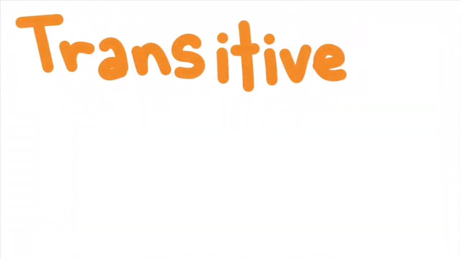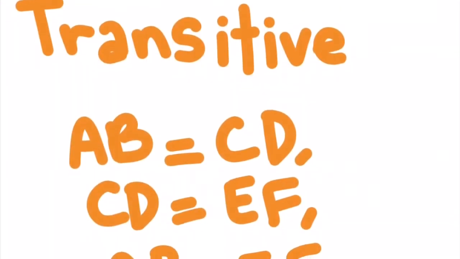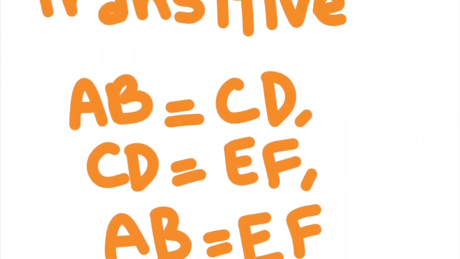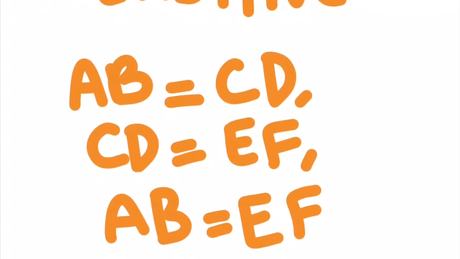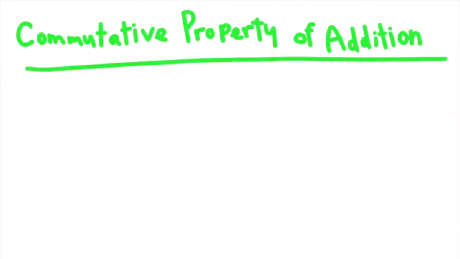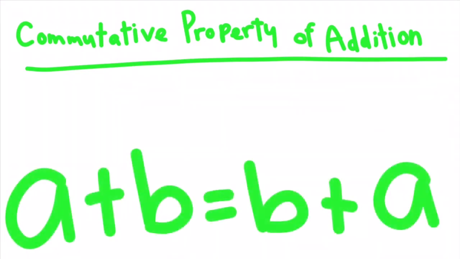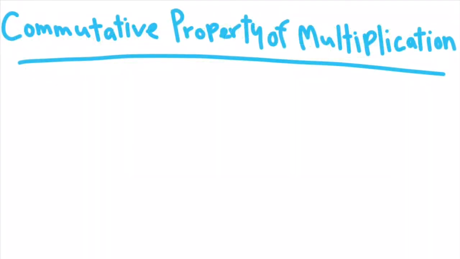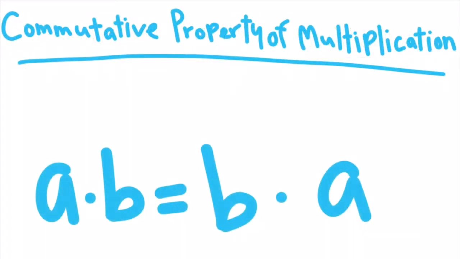The transitive property says that if a first value is equal to a second value, and a second value is equal to a third value, then the first and third values are equal. So, if AB equals CD and CD equals EF, then AB equals EF. Then there are the commutative and associative properties. The commutative property of addition says that A plus B equals B plus A. The commutative property of multiplication says that A times B equals B times A.